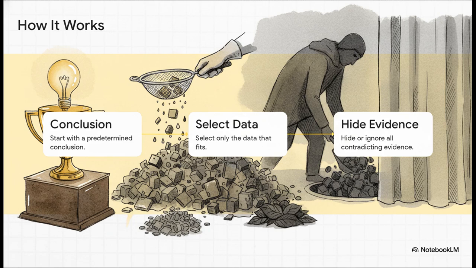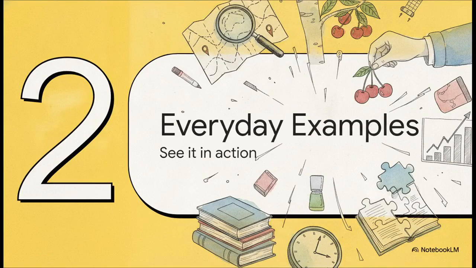All right, let's look at how the sausage is actually made here. This fallacy always comes together in three distinct steps. First, the manipulator starts with a predetermined conclusion. They already decided what they want to prove. Second, they sift through a mountain of evidence and select only the specific data that fits that narrative. And third, this is crucial, they hide, bury, or aggressively ignore all contradicting evidence. It's a totally backward way of finding the truth. Instead of letting the evidence lead to a conclusion, they're forcing the evidence to fit a conclusion they've already locked in. Let's move on to examining some everyday examples.